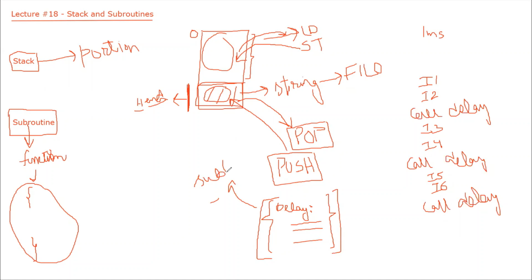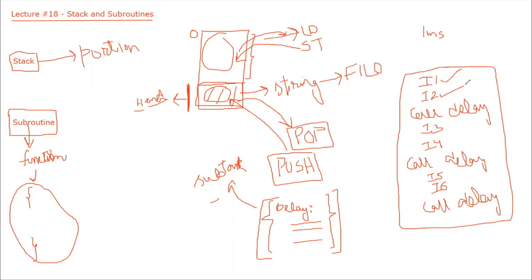And what kind of subtask is this particular function performing? This function is performing the subtask of providing a delay, and this subtask can be called in the main program. For example, if I have instructions I1, I2, I will first execute I1, then I will execute I2. Then here I will call delay.